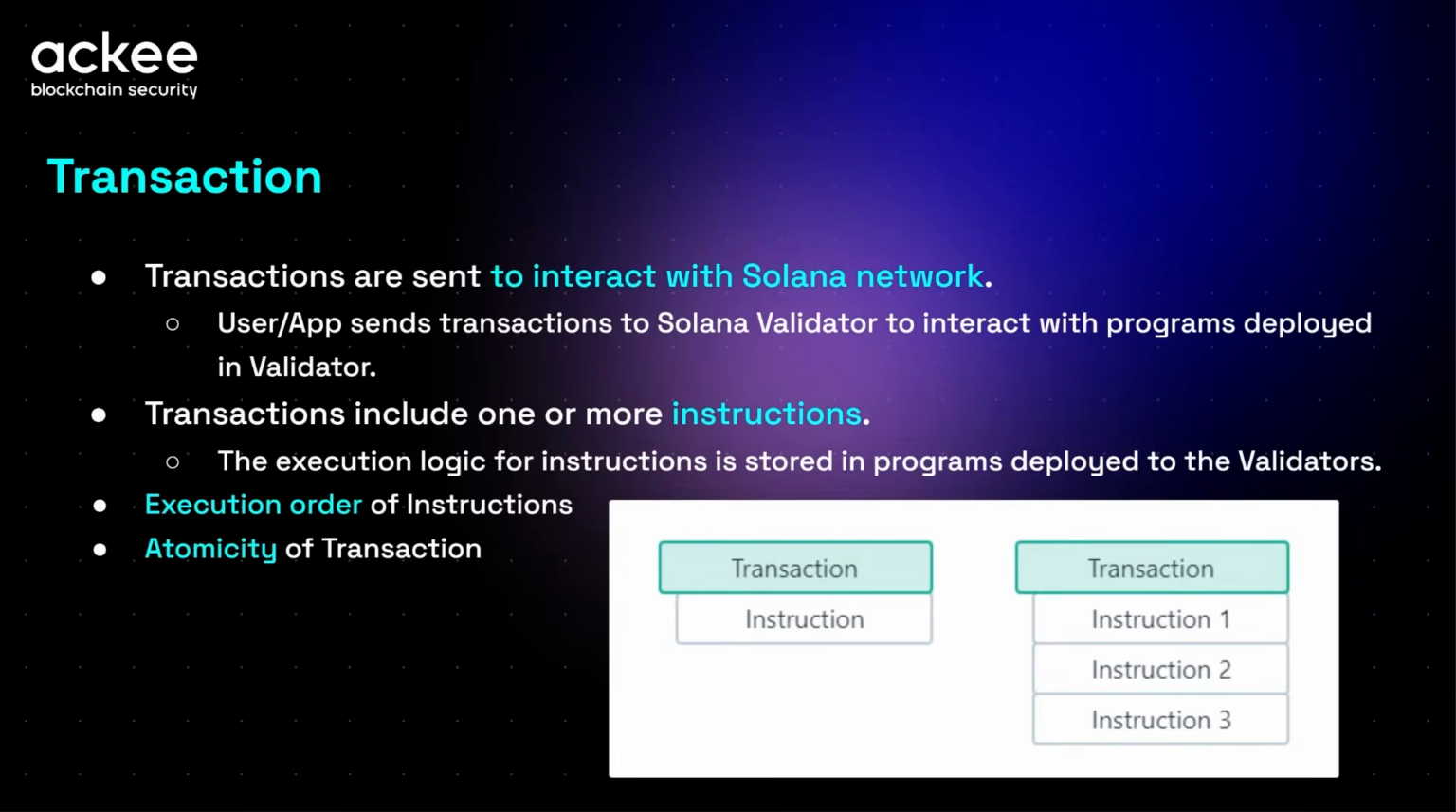Atomicity of transactions. Again, a really simple concept. There are 2 options. Either all of the instructions in the transaction pass successfully, or one instruction returns an error. That means every change that was made in the transaction is reverted.